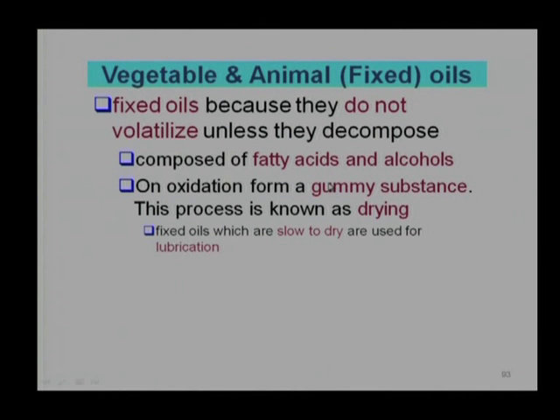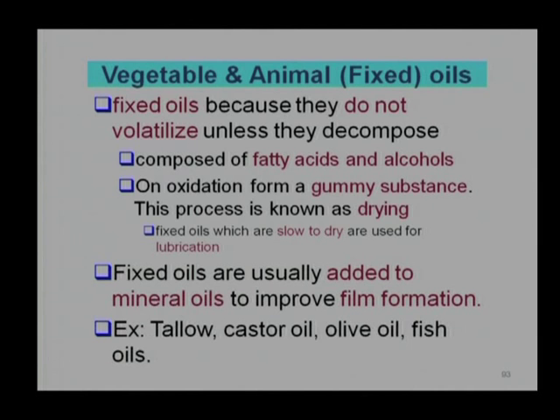Now, the last line of the slide says the fixed oils which are slow to dry are used for lubrication. In other words, fixed oils, vegetable or animal oils which are slow to oxidize, will be preferable lubricants compared to rapidly oxidized vegetable oils and rapidly oxidized animal oils. To reduce oxidation, they need to be processed properly. To avoid more complications, we can use fixed oil in mineral oils.